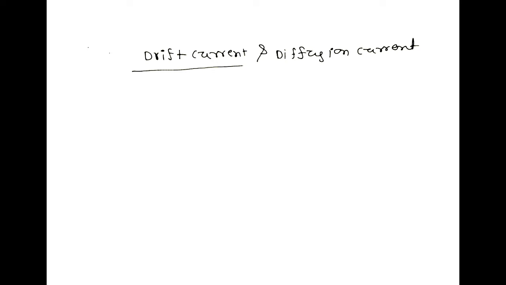The next concept is drift current and diffusion current. Generally, in a semiconductor, the flow of current is due to two actions. One is drift and the next one is diffusion.